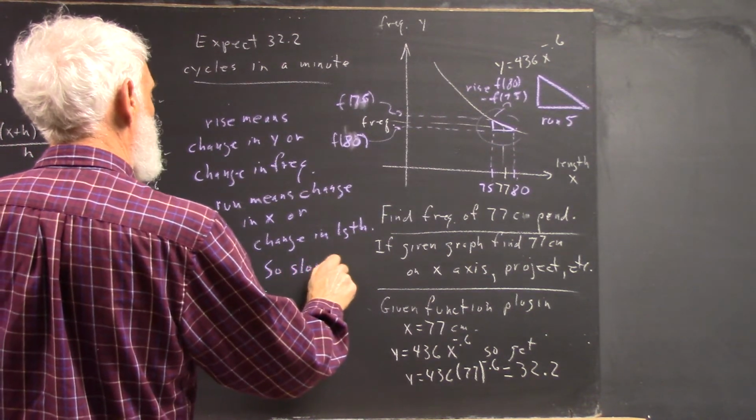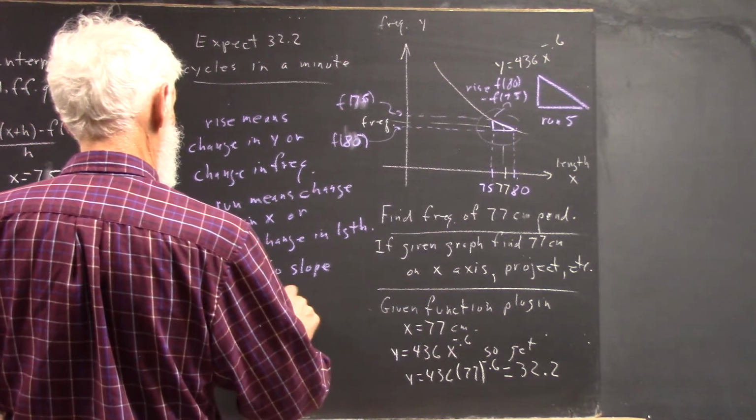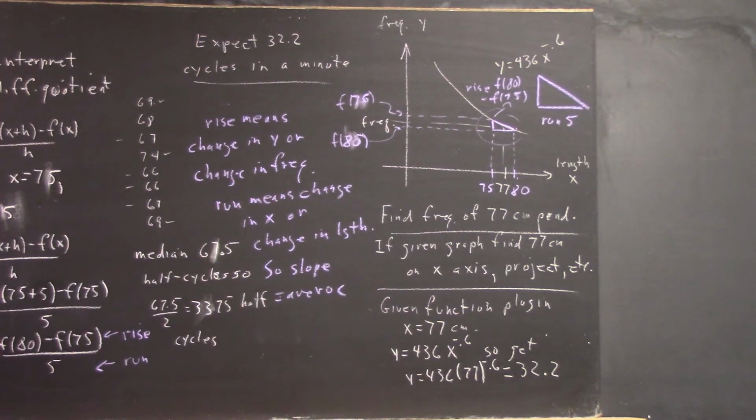So the slope, now what else does the slope represent? The rate of change? It's the average rate of change. Average rate of change of what? Y with respect to x, but in terms of our situation, frequency with respect to length, right?